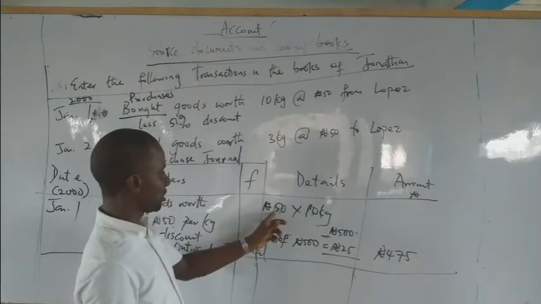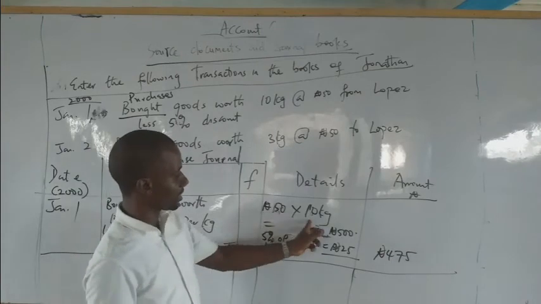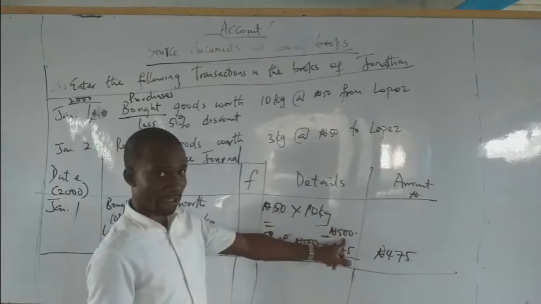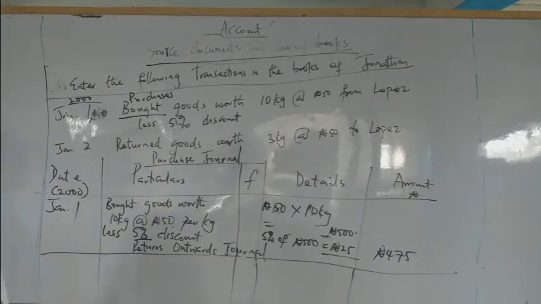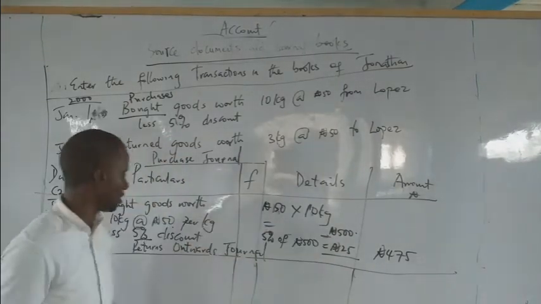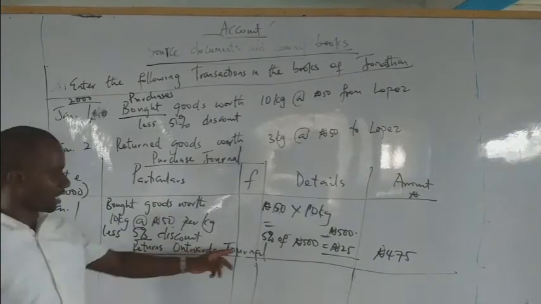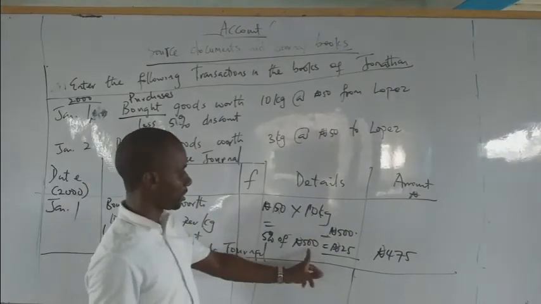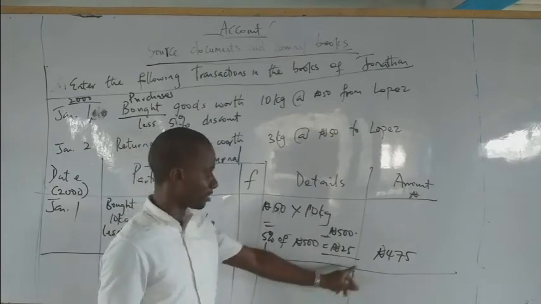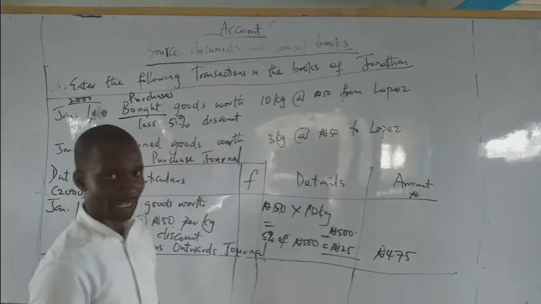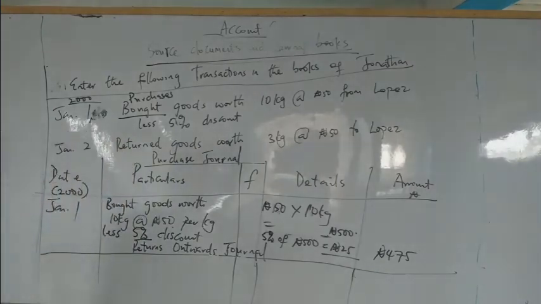Then under the details, we calculate each 50 times 10 kg, which is what? 500 naira. Then less 5% discount, which is reduction on the amount you are supposed to pay. Less 5% discount, which is 5% of 500 naira. And that is what? 25 naira. Minusing, what do we have? 475 naira.